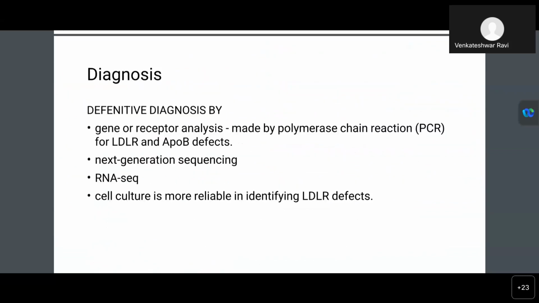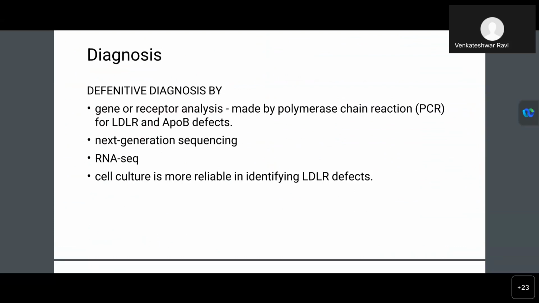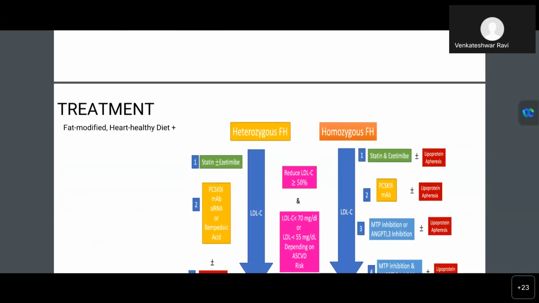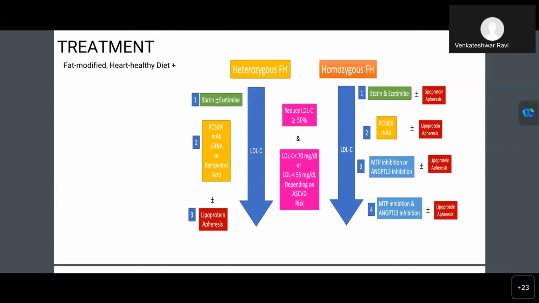Diagnosis, as I said already, includes gene receptor analysis by PCR, next generation sequencing, RNA sequencing, and cell cultures. Fibroblast cell cultures are available today to detect the LDLR defects. Treatment includes a fat-modified heart-healthy diet, plus in case of heterozygous we start with statins, and we have PCSK9 inhibitors. If not, we go for lipoprotein apheresis. Whereas in case of homozygous, we start with statins and also go for lipoprotein apheresis, which is indicated initially itself as first-line treatment in homozygous.